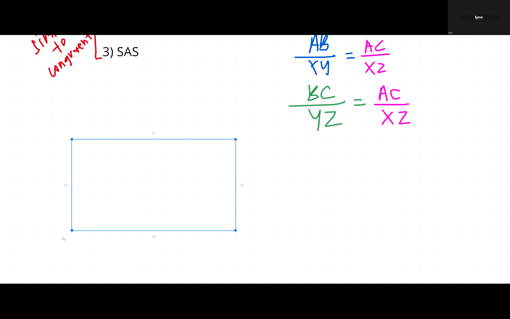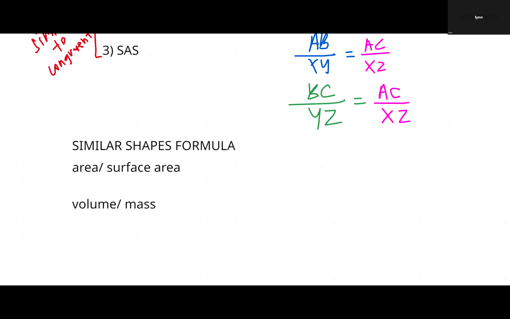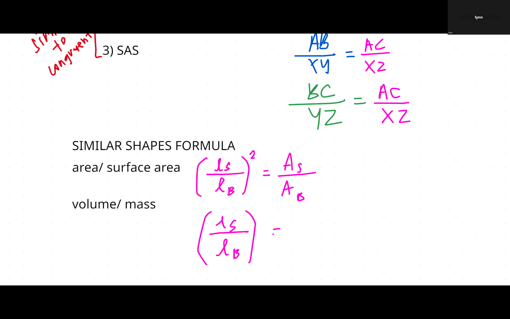Every time it's area, we have this formula that we can use. We say the length of the small shape over the length of the big shape, squared, gives me the area of the small over the area of the big. And for volume, instead of square, what do you think we use? Yes, cube. Volume of small over volume of big.